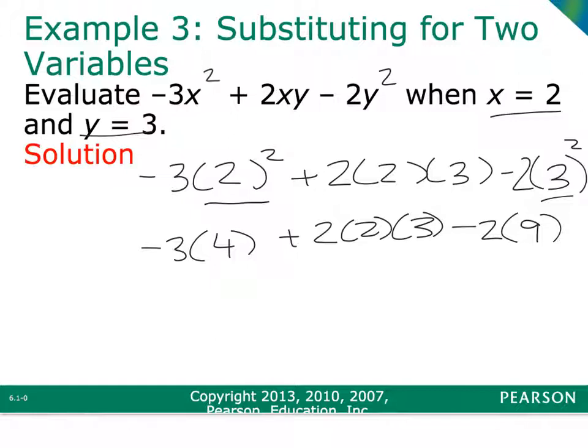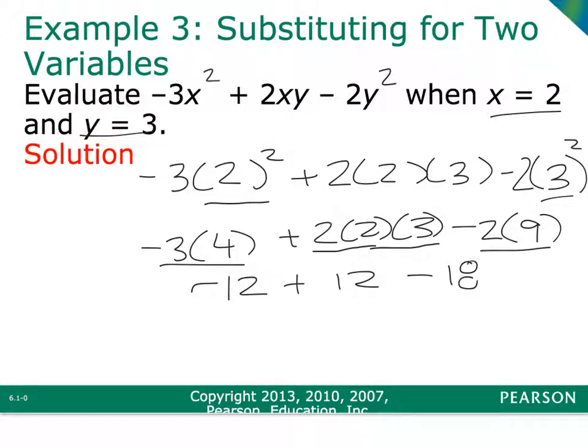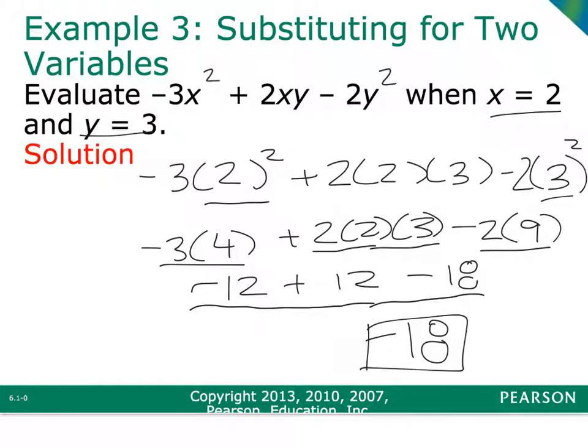We're going to complete our multiplication and division. Negative 3 times 4 is negative 12. 2 times 2 is 4. And 4 times 3 is 12. And 2 times 9 is 18. Okay, and then last, you are going to complete your addition and subtraction from left to right. Negative 12 and positive 12 added together is 0. And 0 minus 18 is negative 18. So you have evaluated and simplified.